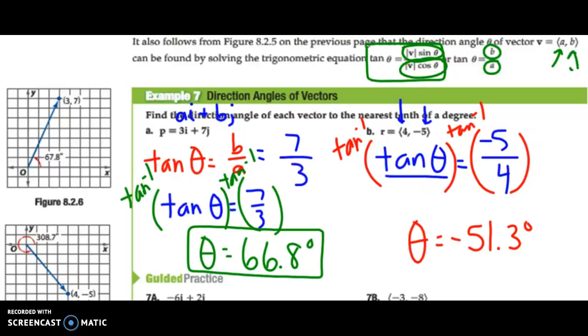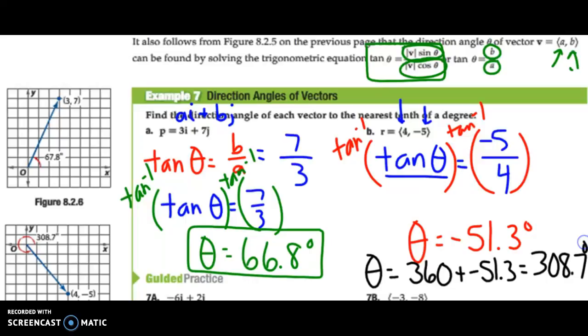Now, we never had a negative angle for our direction angle. So what I'm going to do is I'm actually going to say, okay, so if it's in a negative 51.3 degree rotation, that's the same as 360 plus that negative 51.3. And so it actually ends up being 308.7 degrees. Because I only want positive angles, I don't want negative.